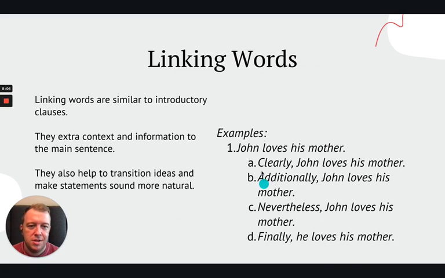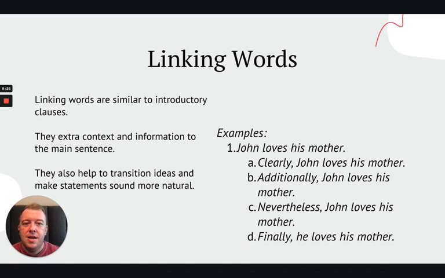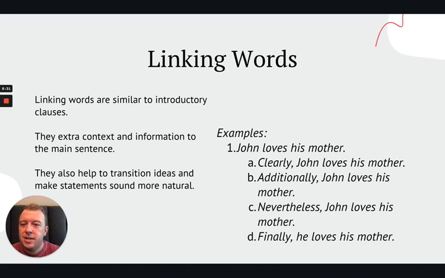Some examples. Number one, "Clearly, John loves his mother." Number two, "Additionally, John loves his mother." Number three, "Nevertheless, John loves his mother." And finally, "Finally, John loves his mother." Now, notice with these different sentences, they're giving you an idea, a clue of what came before.